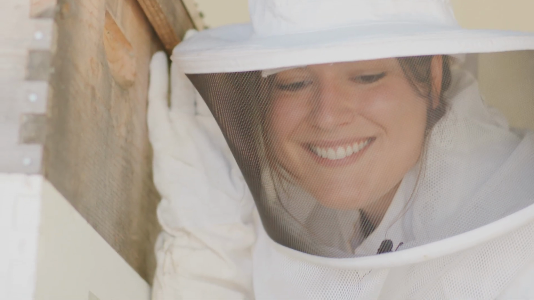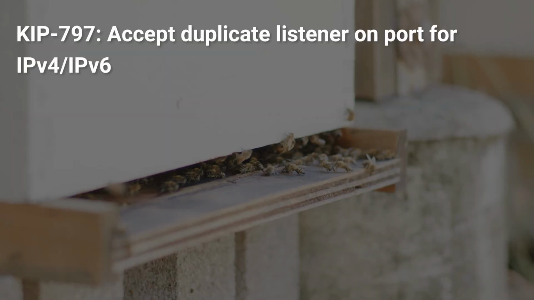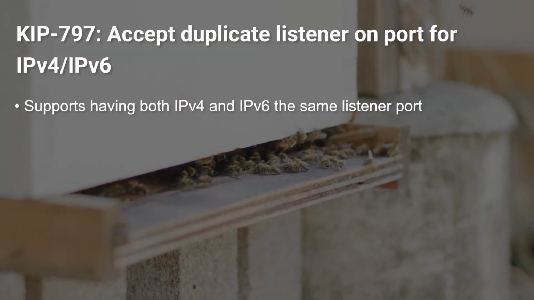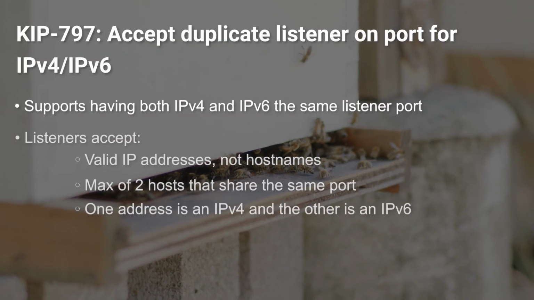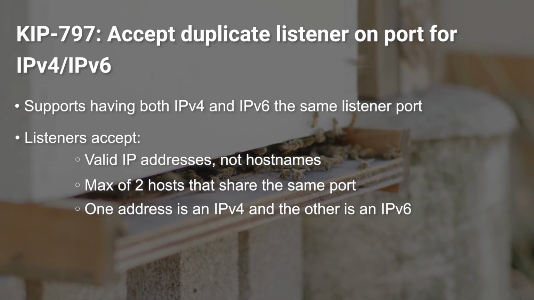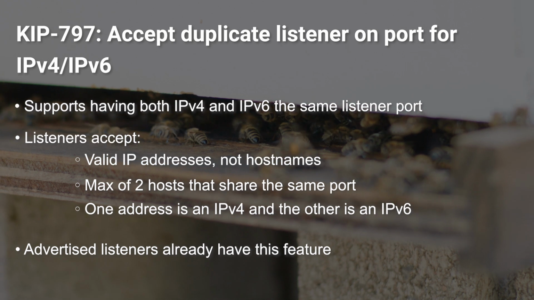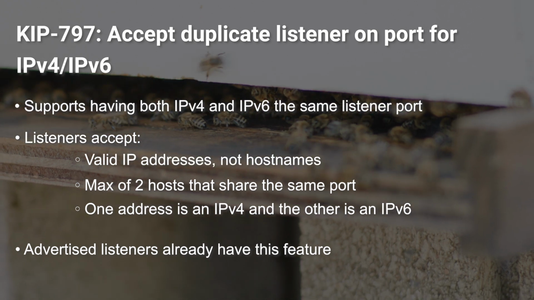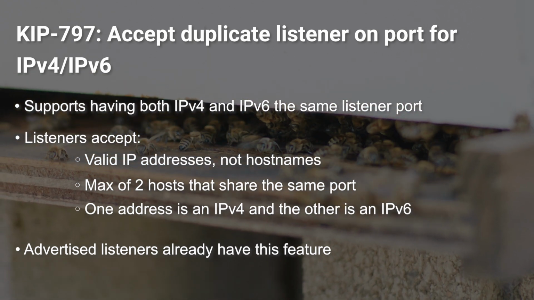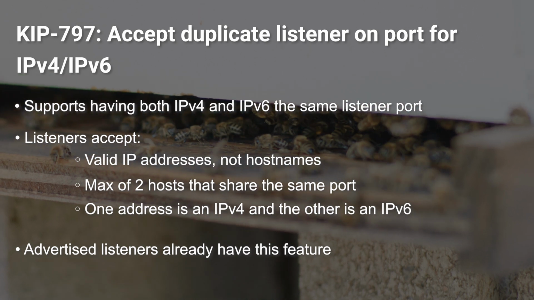Do you hear that buzz? That sounds like KIP 797, which means that you can now have duplicate listeners on the same port. Being able to have IPv4 and IPv6 on the same port means better network compatibility. Also keep in mind that this update doesn't affect advertised listeners. They already had this capability.